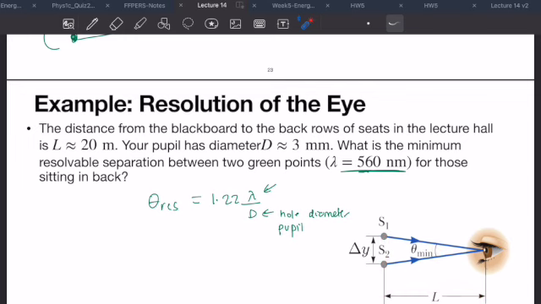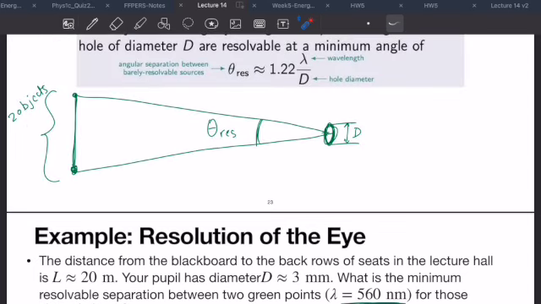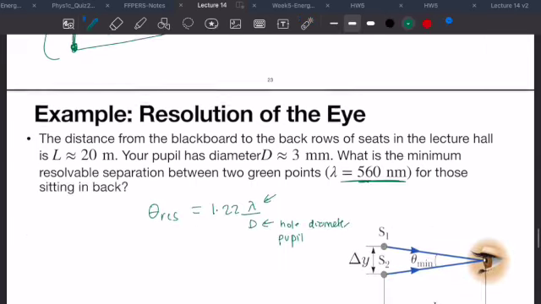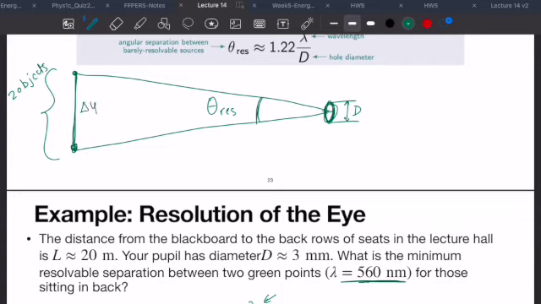So if we take a look at this geometry back here, the separation between these 2 objects is going to be much, much, much smaller than the length to the hole or to the aperture. So we're going to go ahead and approximate this vertical length as just the arc length of this little arc here. So this arc length, which here we've called delta y, let's go ahead and just call it delta y.